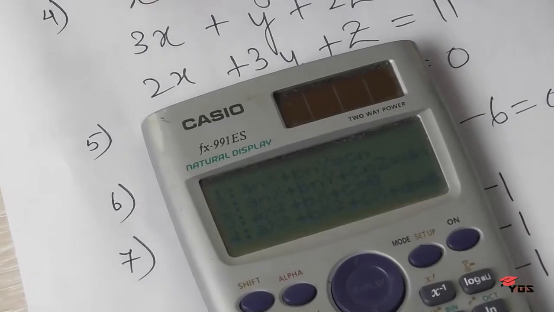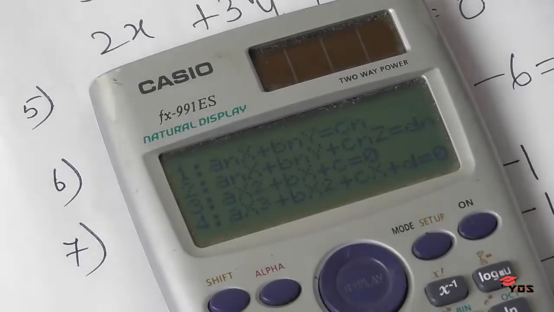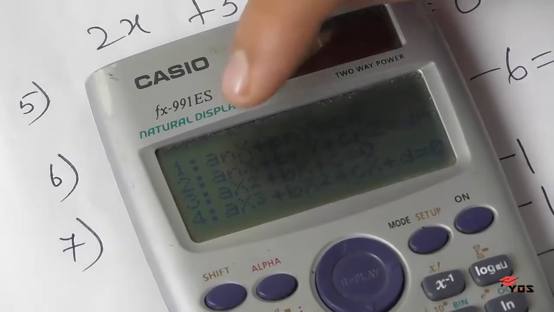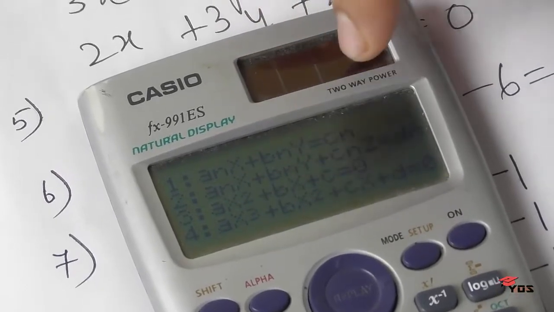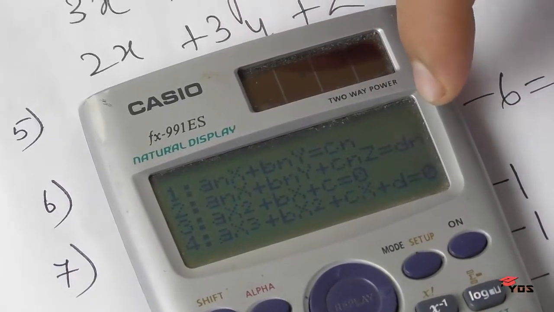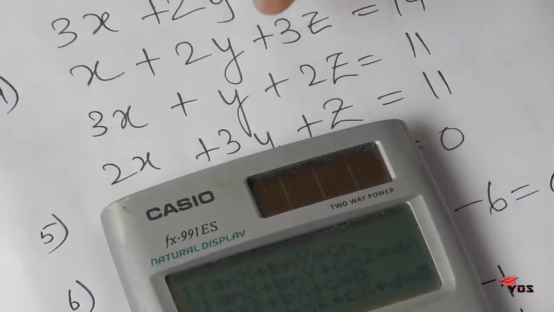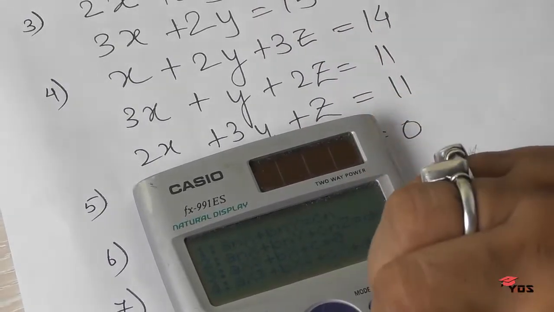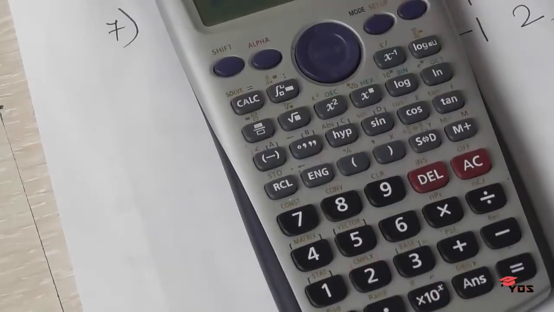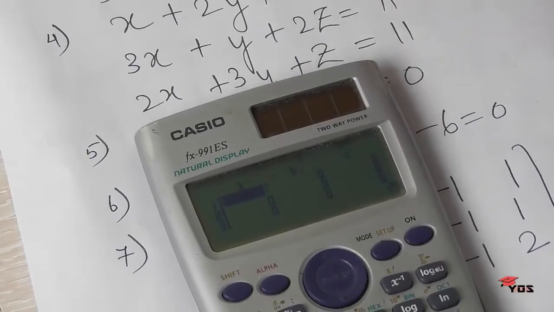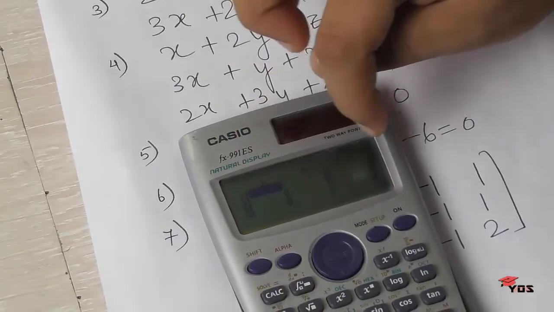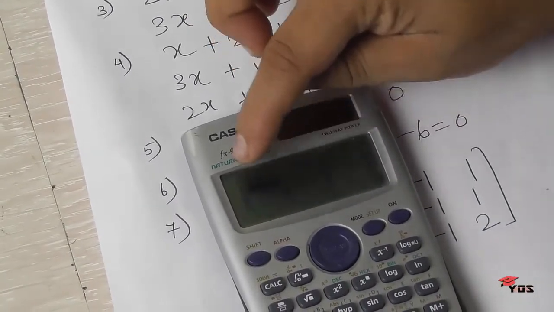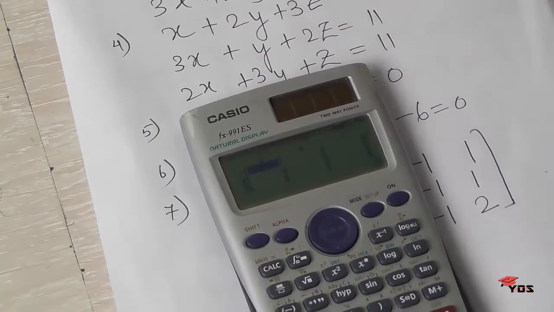So we have x plus 2y plus 3z is equal to 14, and in general here we have a_n x plus b_n y plus c_n z is equal to d_n. So we have the system of three equations and three unknowns. So we consider the choice 2. Now after putting this choice, we get this kind of display here. So we have to enter the first equation. This will give you the equation number.